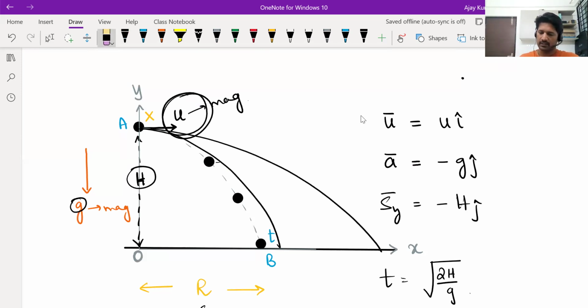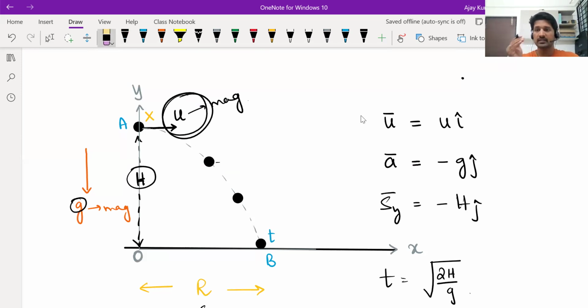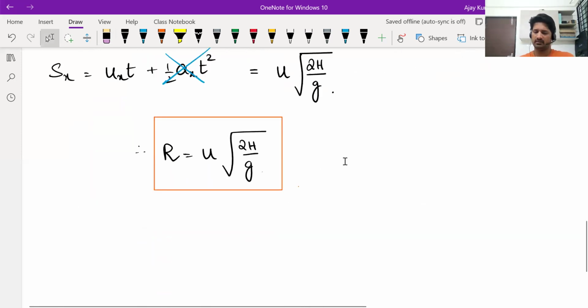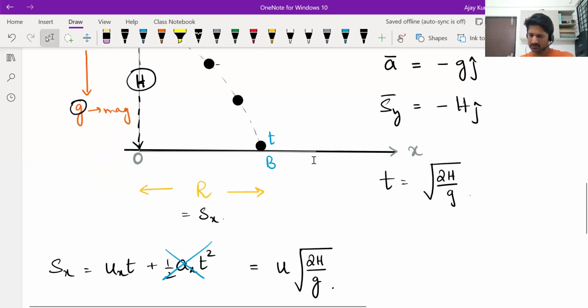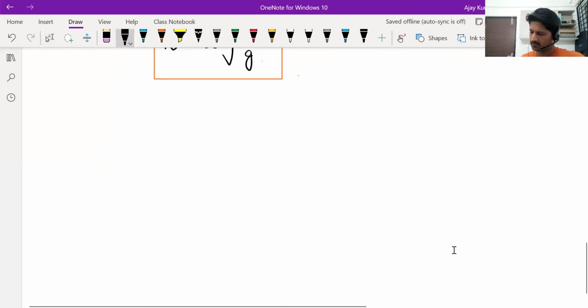Okay, and also it will depend on the time that the ball has to strike the ground, and time depends on the height from where it is falling. Okay, so range depends on speed and height, u under root 2h by g. Okay, let's consider one question based on all this.